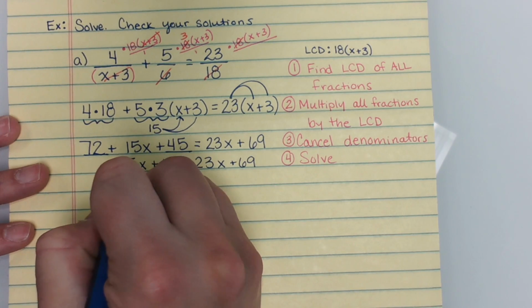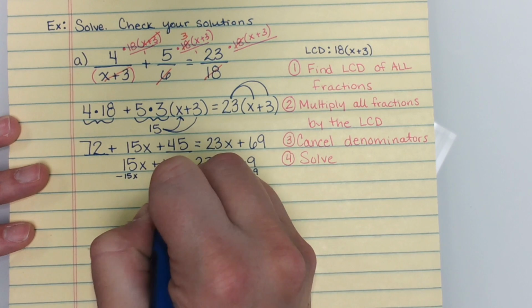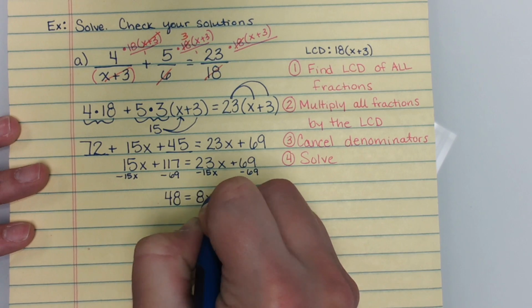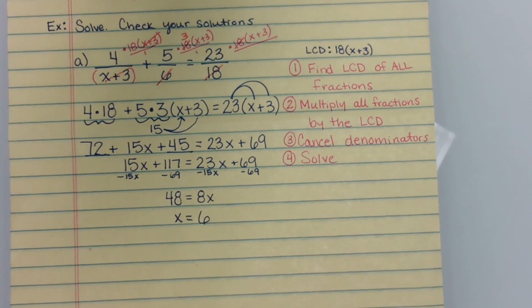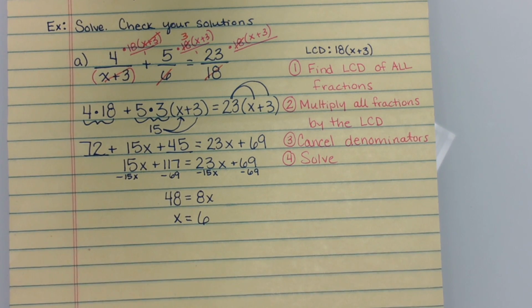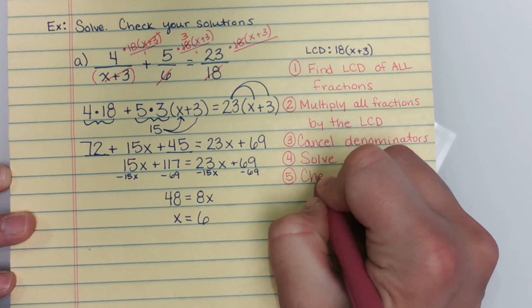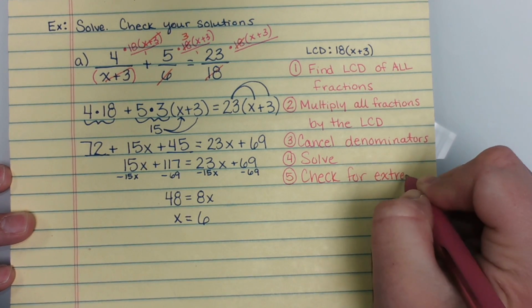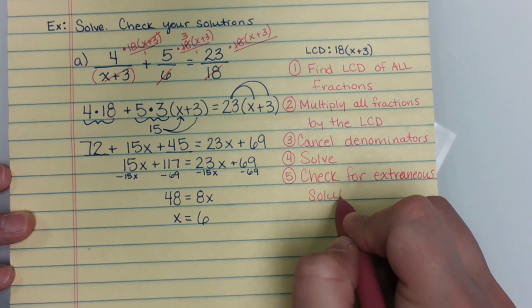Okay, subtract 15x from both sides. At the same time, I'm going to subtract the 69 from both sides. I'm going to get 48 equals 8x. X is 6. There's one more thing we have to do before we call this done, though, and that is check for extraneous solutions.